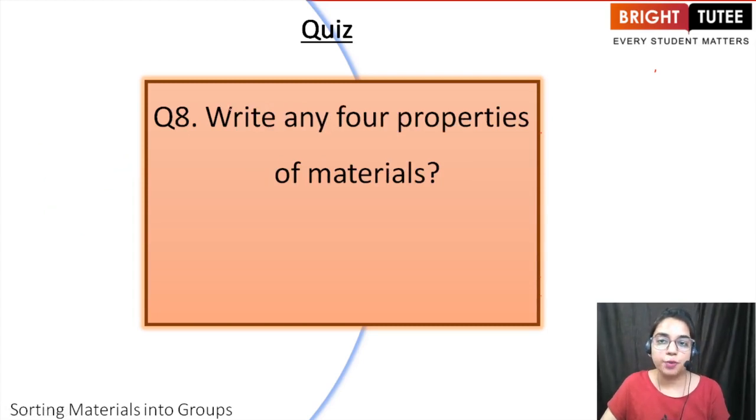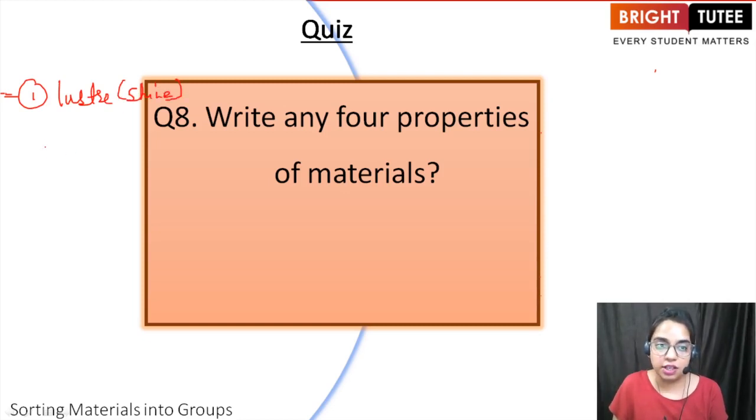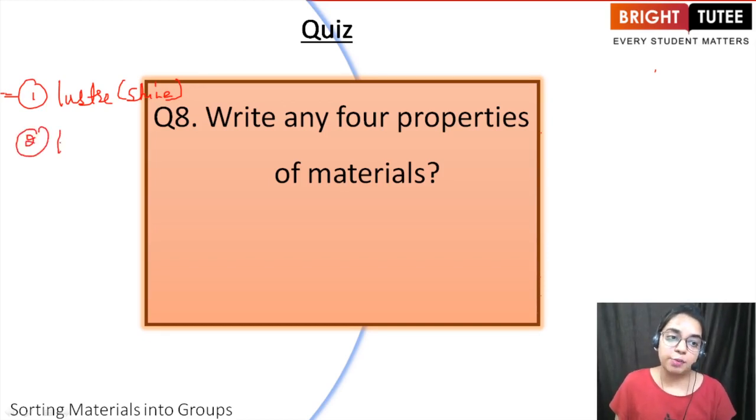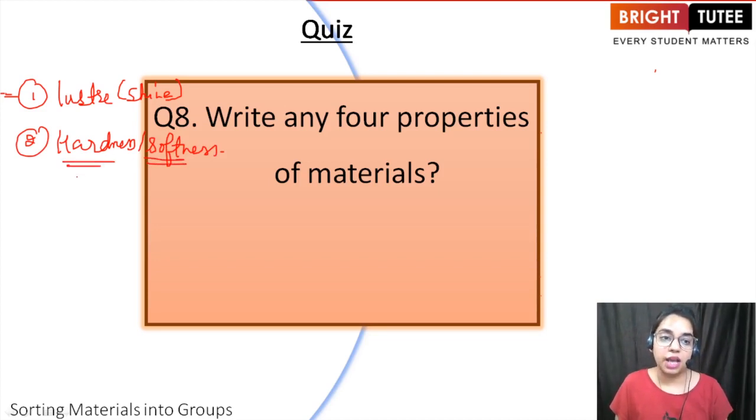Write any 4 properties of the material. So children, you can write any 4 properties that we have studied. First can be the property of luster. Luster means shine, and mostly the metals have shiny surfaces. Then you can write the property of hardness or softness. The materials which can be compressed are known as soft, whereas those materials which cannot be compressed are called hard.